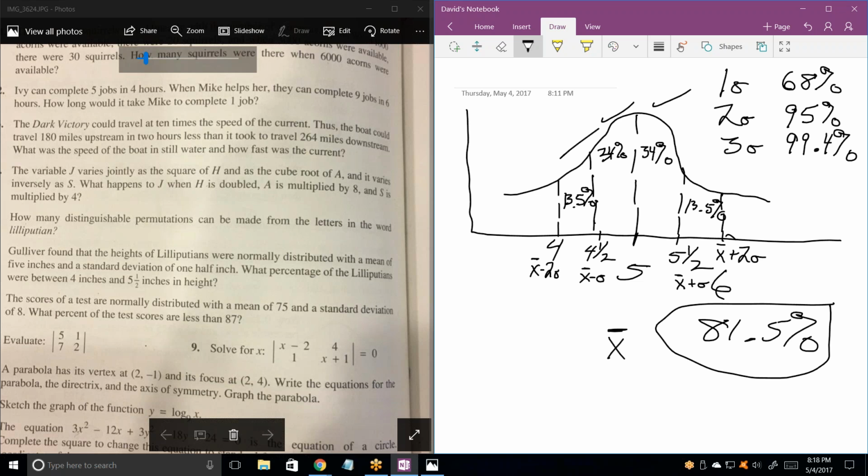Just one thing. What we're trying to find is the percentage between 4 and 5.5. So what we have is x minus 2 sigma all the way to x plus sigma. So we're adding 13.5 plus 34 plus 34.